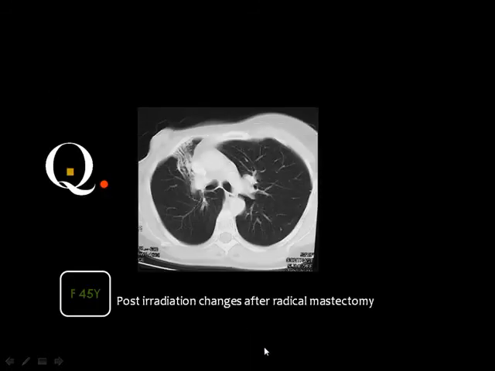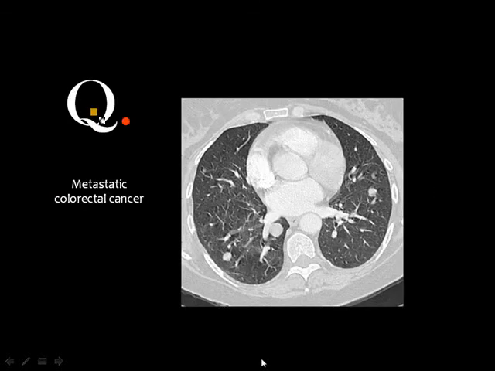Okay, very good. Then, this patient had breast cancer and had a radical mastectomy followed by irradiation, and she got radiation fibrosis. Anterior segment of the right upper lobe, very good. Then, these are metastatic deposits from cancer colon. You can see one here and one there. What do you think? Anterior segment of the left lower lobe, lateral segment of the right lower lobe, medial segment of the right lower lobe.